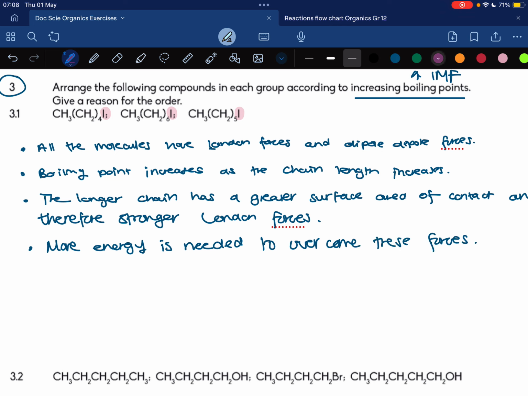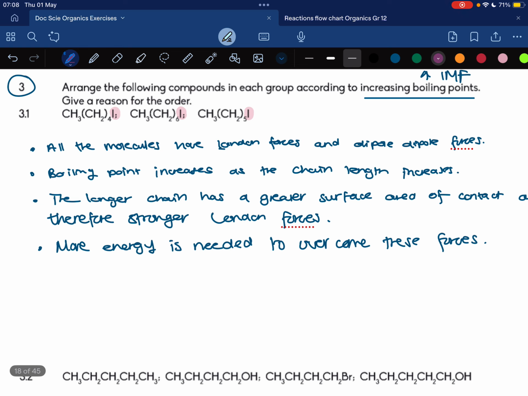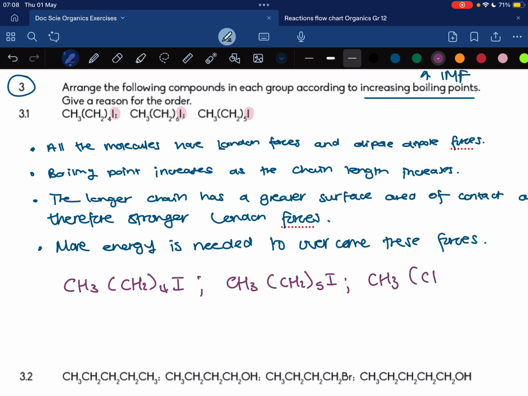So if we're going to list them in order, if it's increasing IMF, it's going to have to increase in chain length. So it will first be CH3CH2 4I, and then CH3CH2 5I, and the last one will be CH3CH2 6I.